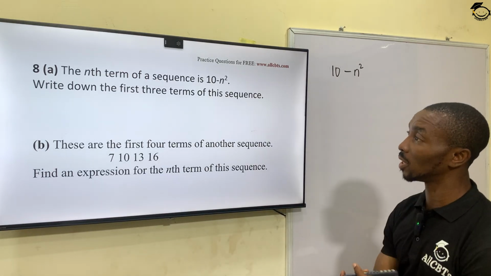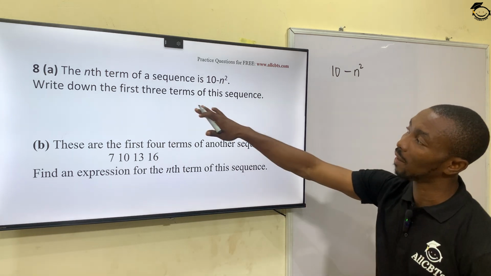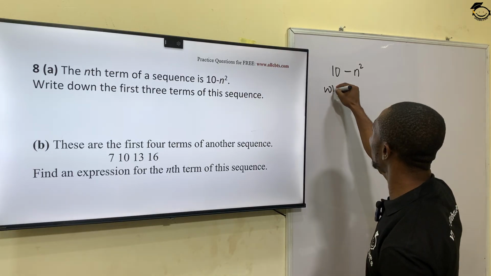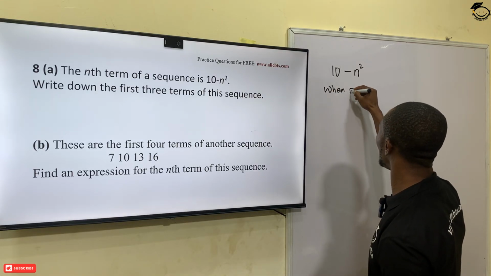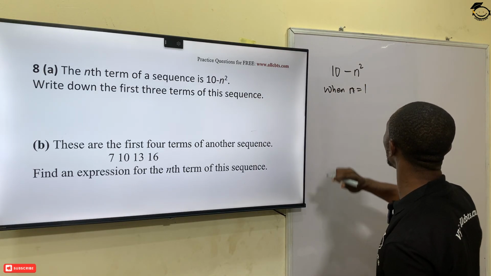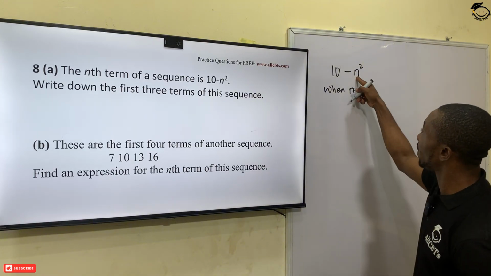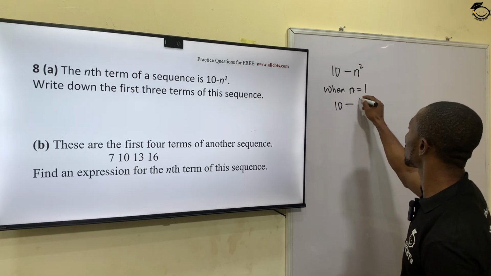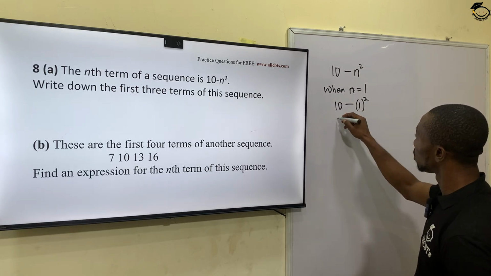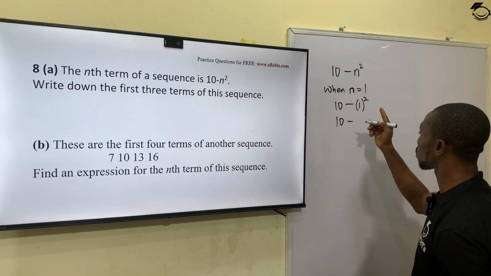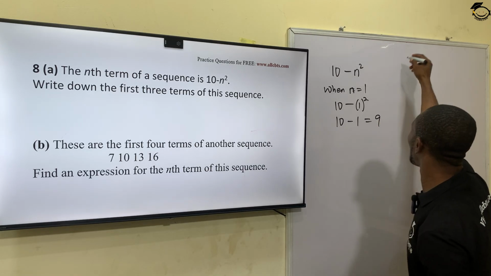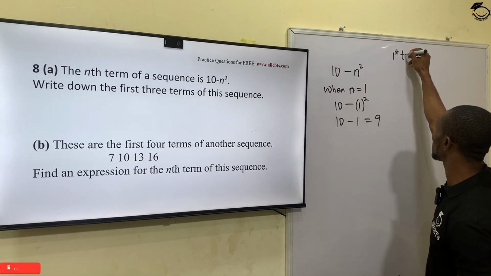Now back to our question. It says we should find the first 3 terms of this sequence. Now when n equals 1, where we have n, we'll substitute 1. This becomes 10 minus 1 squared, and 1 squared is 1, so this will become 10 minus 1 to give us 9. So the first term of the sequence would be 9.